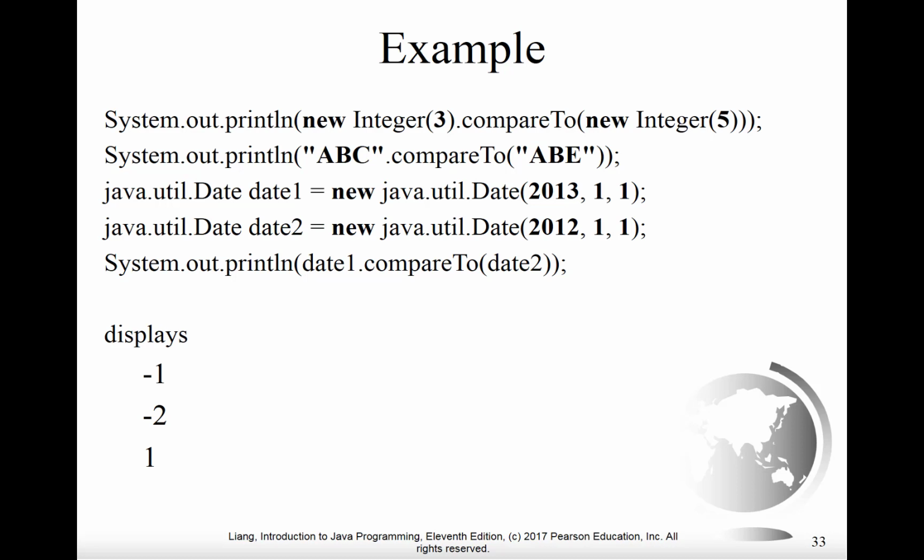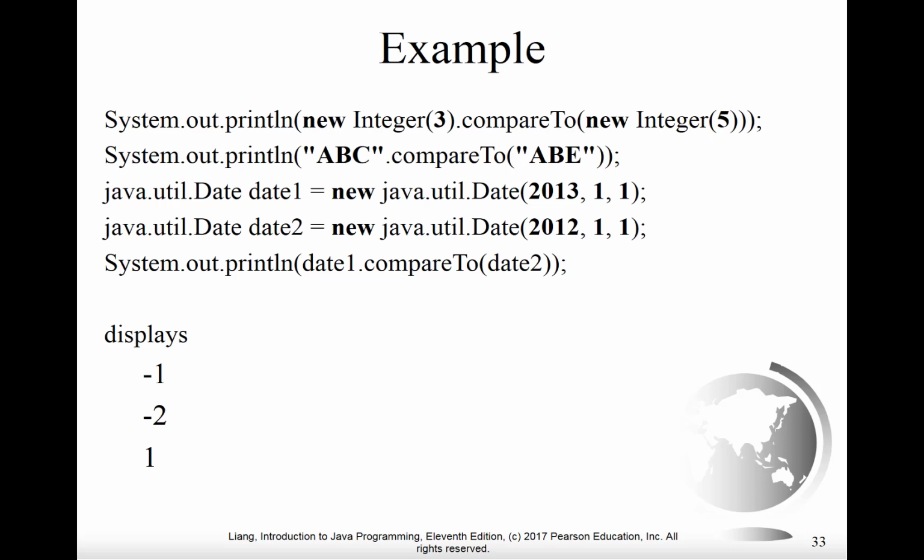Now, the reason we get a -2 when we compare ABC to ABE is that we go through the strings one letter at a time till we find a mismatch, and then we subtract the ASCII code or the Unicode value for the first mismatch character against the second. So in this case, it's the C and the E where the mismatch is occurring. We take the Unicode value for C, subtract the Unicode value for E, and that value comes to -2, and that is what we display as our final output for that case. So the interpretation is a little bit different with strings than it was for integers.